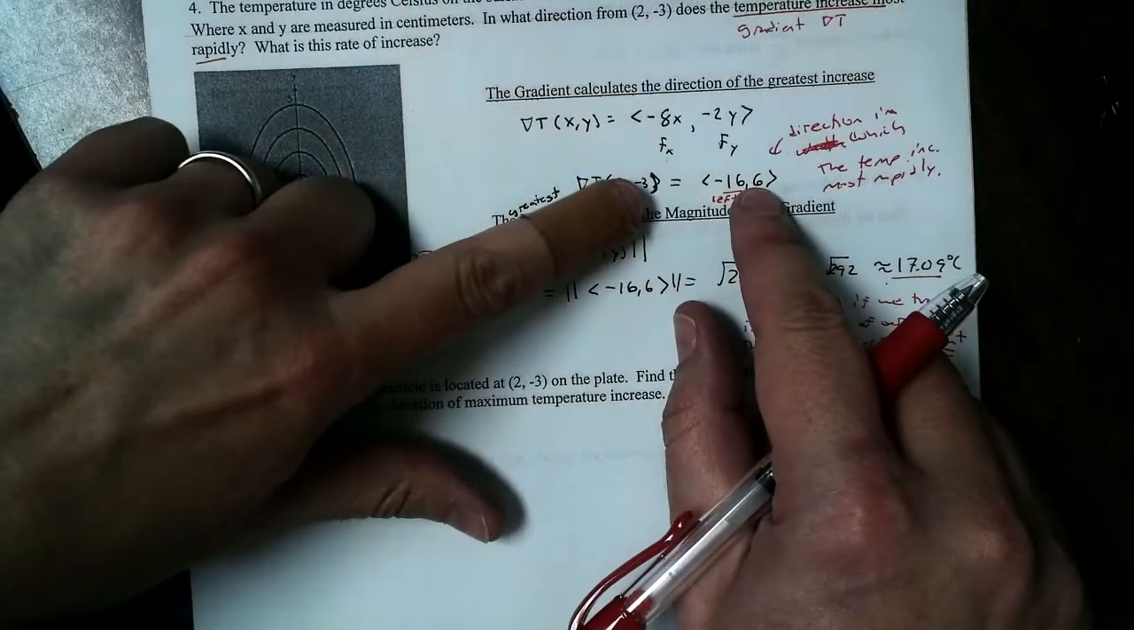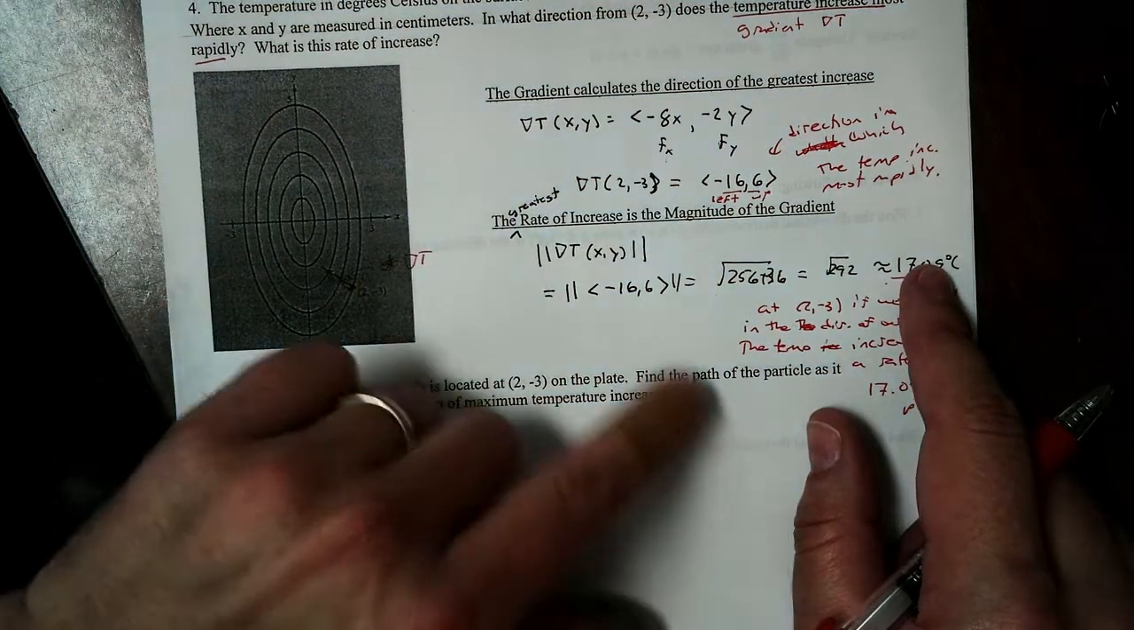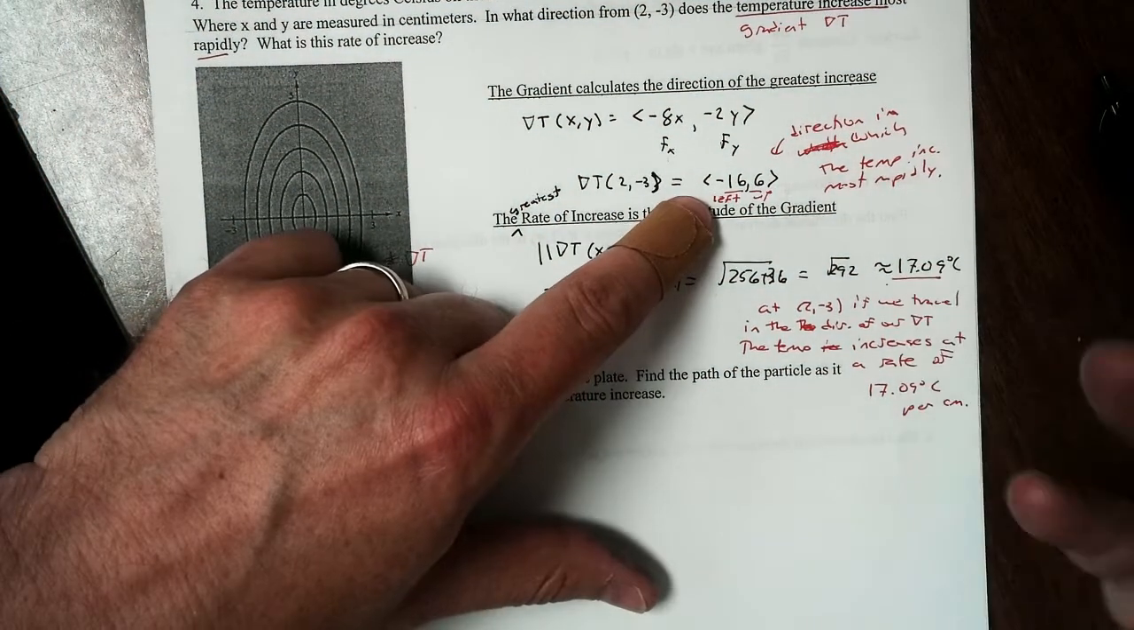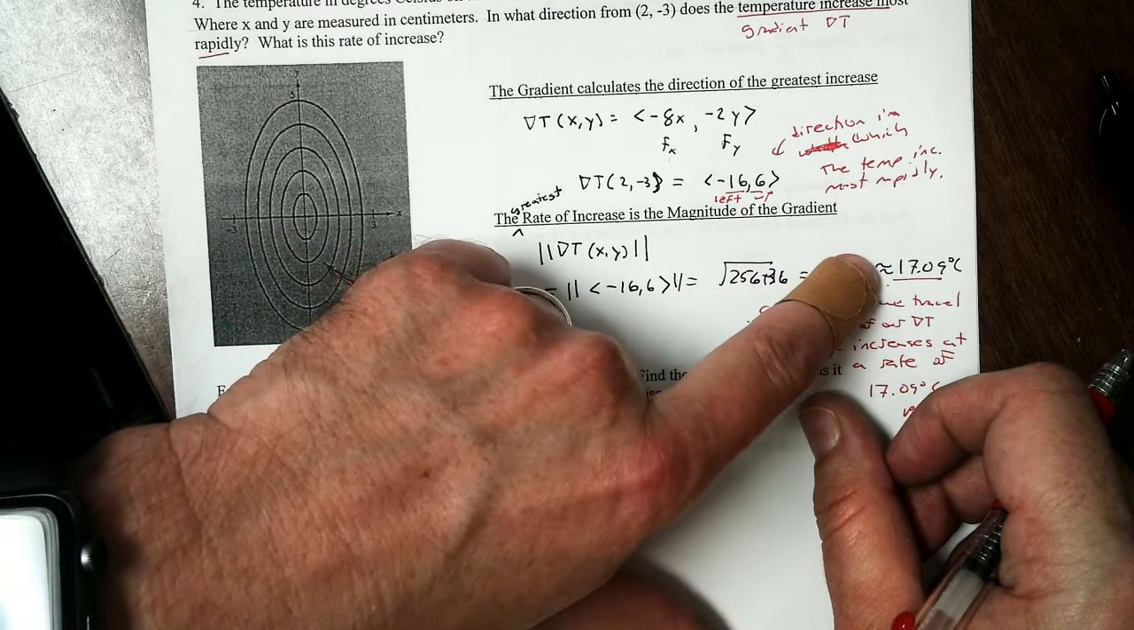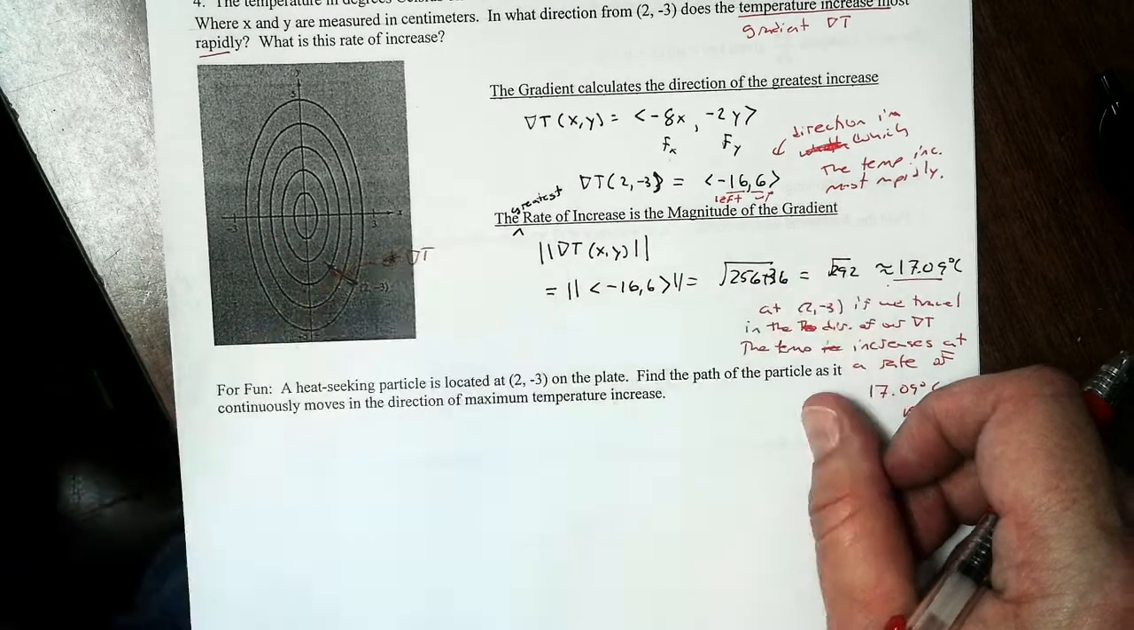Now, if we reduce this, we would get a different slope. So don't reduce your gradient. Even though you can reduce it, we don't want to, because it's going to mess up our magnitude if we actually want to find the slope itself.